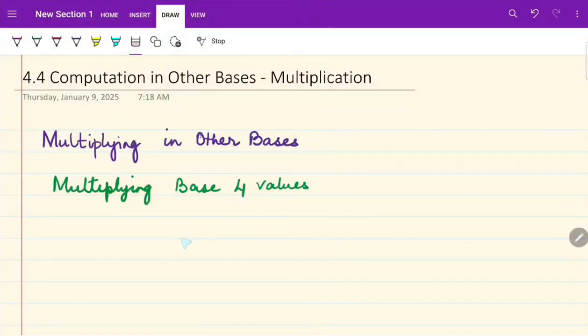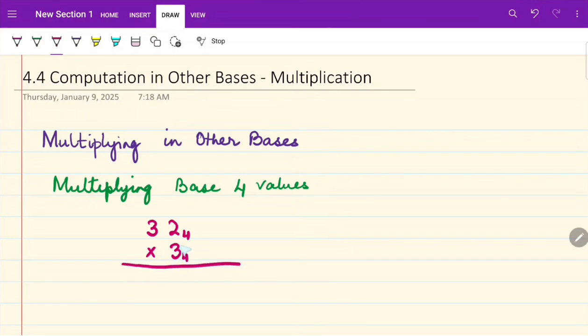Hello everyone. We are going to learn here the process of multiplying in other bases. I'm going to start with some examples of multiplication in different bases, and we're going to start with base 4 values. So let's put together two values here to multiply. I'm going to use 32 base 4 multiplied by 3 base 4.